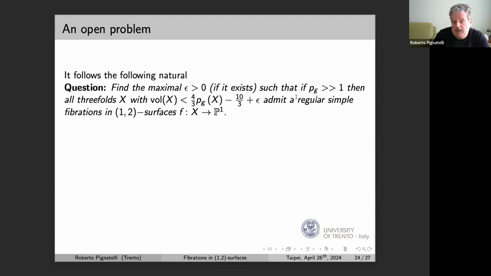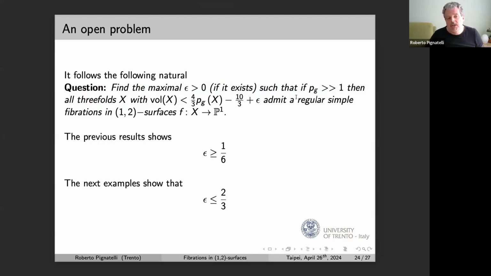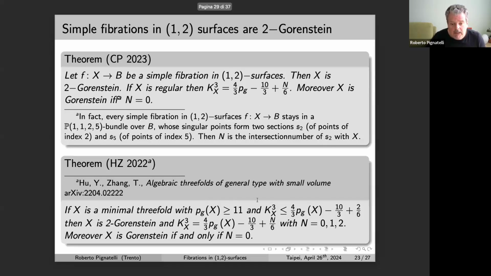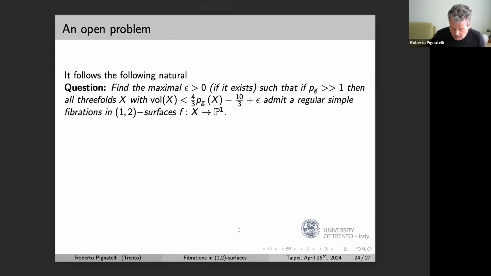This question started essentially as a collaboration with Hu and Zhang, and what we did in this language says that if I put a 1/6 here, this is true. If the volume is strictly smaller than 4/3 PG minus 10/3 plus 1/6, let me go back, by this theorem, PG bigger than 11, you get a 0 here. So it must be 4/3 PG minus 10/3, and then we have that theorem again in the new paper with Hu and Zhang, claiming that you get equality, and then it's a simple fibration in 1-2 surfaces.